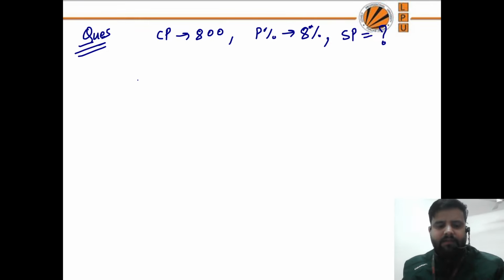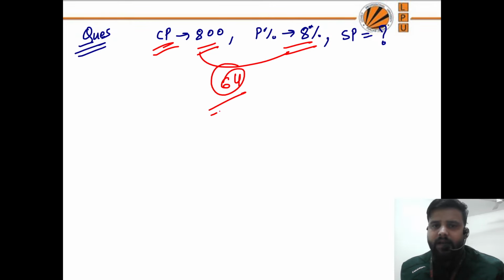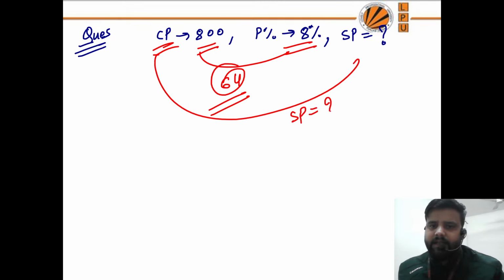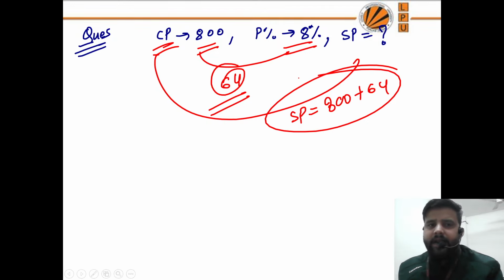So the basic method for this question is, cost price is 800, and profit percentage is 8%, so 8% of this is 64 only. So when you add 64, you will arrive at the selling price. So selling price is 800 plus 64. Now I told you to treat cost price as old value and selling price as the new value. So what will I do?